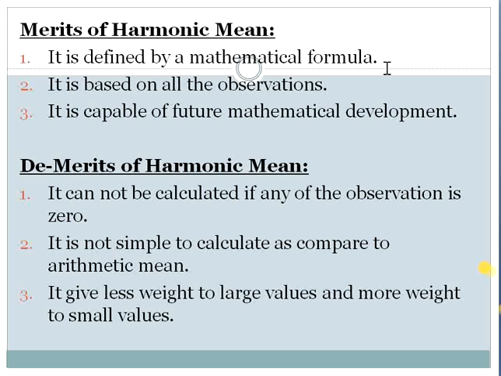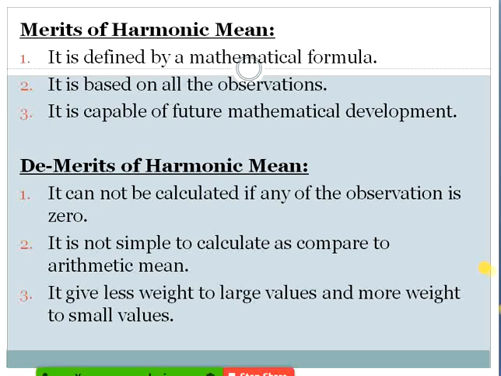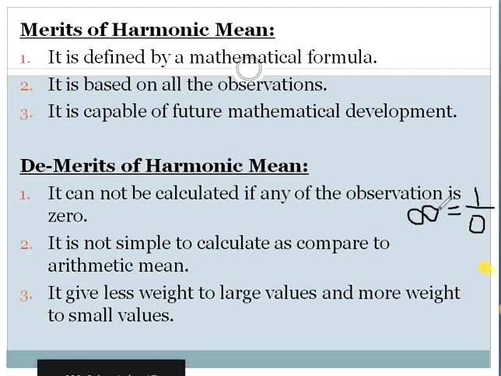Demerits of harmonic mean. It cannot be calculated if any of the observations is zero. We cannot use harmonic mean if any value in your data is zero. If any value of x is zero, then since you calculate the reciprocal, when you compute 1 by 0, the answer is infinity. So you cannot calculate a harmonic mean if any of the observations in your data is zero.